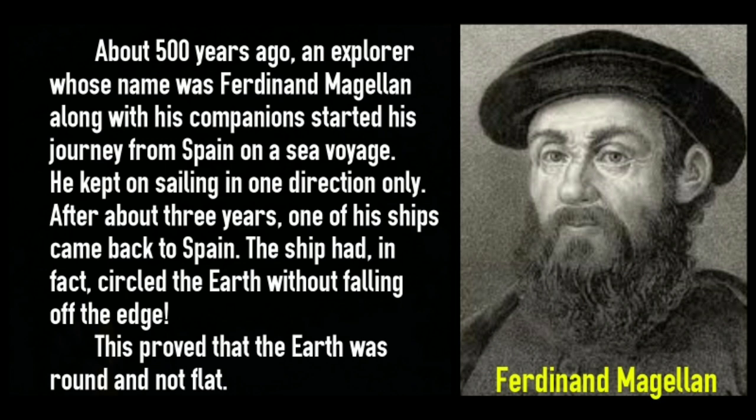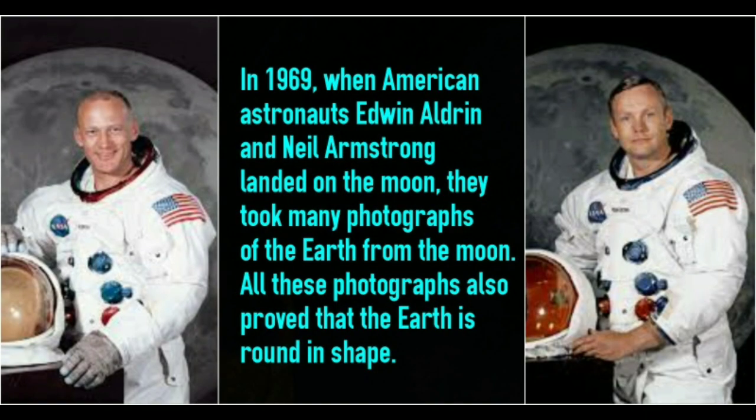In 1969, when American astronauts Edwin Aldrin and Neil Armstrong landed on the moon, they took many photographs of the earth from the moon. All these photographs also proved that the earth is round in shape.